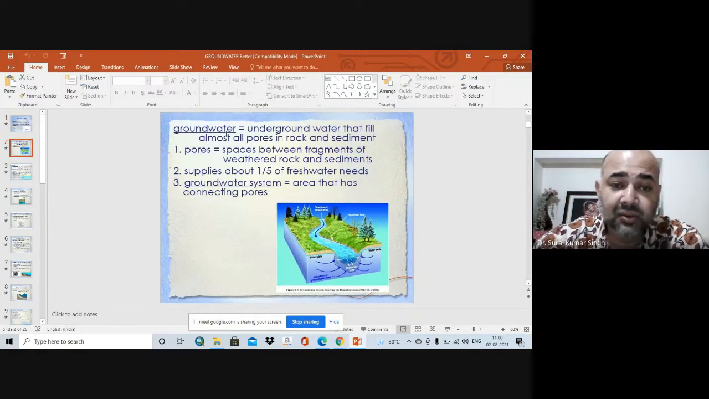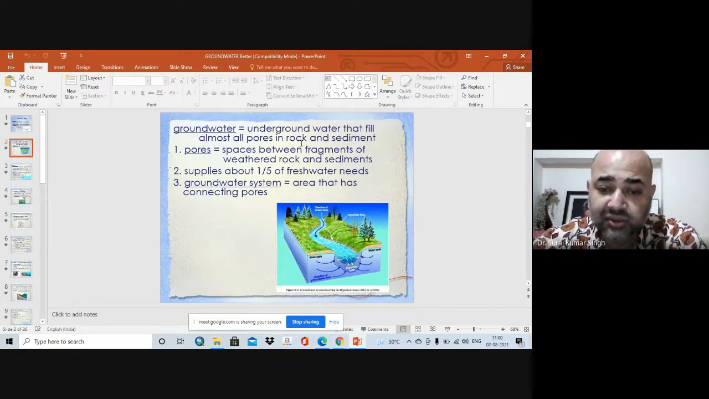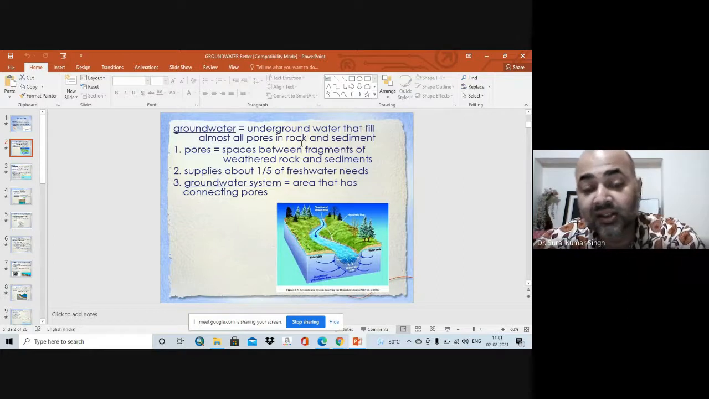So what do you mean by groundwater? Groundwater is the underground water that fills almost all pores in the rocks and sediments. Generally we use this underground water for our drinking purposes. Generally we get rainfall for only 4 months, and this 4 months of rainfall is stored in the form of underground water, and that is used for the rest of the season.